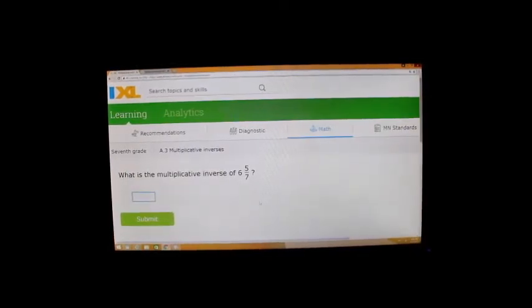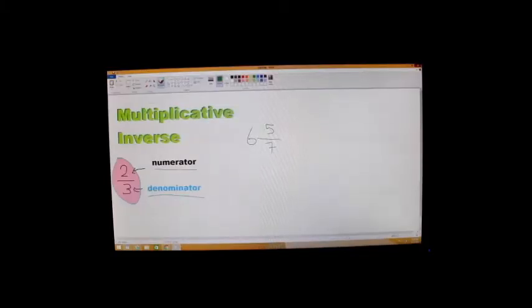What is the multiplicative inverse of 6 and 5 over 7? In this case, we have to turn this mixed number into an improper fraction. By doing that, you have to do 6 times 7, which equals 42, and then plus 5, which equals 47. And then keep the denominator the same, which is 47 over 7.